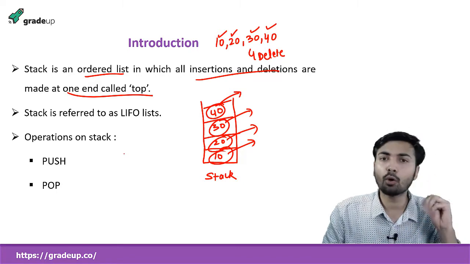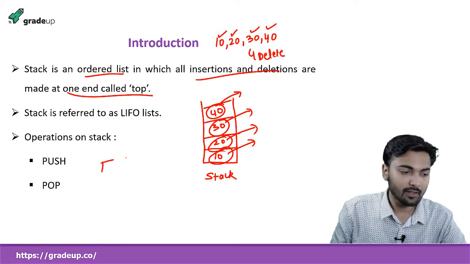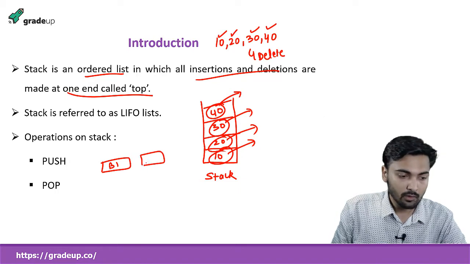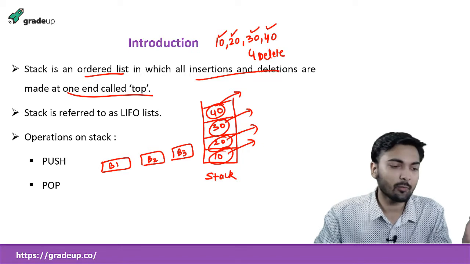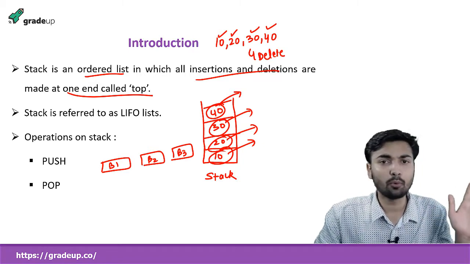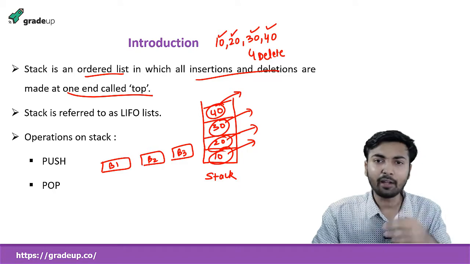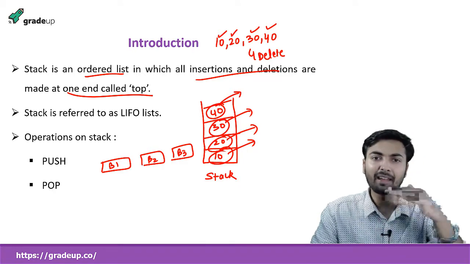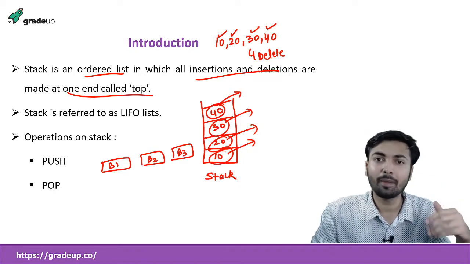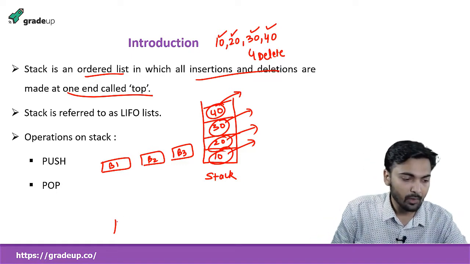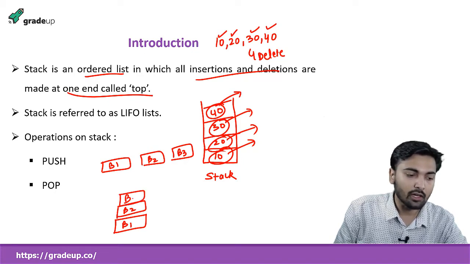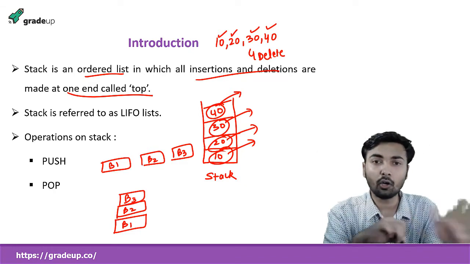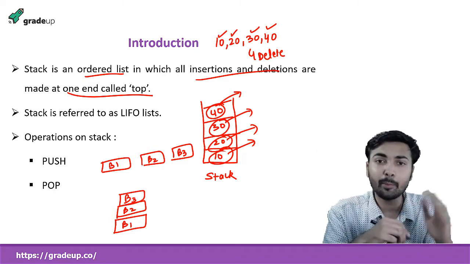Suppose you have books. I don't have much space to write 4, so suppose you have 3 books, and you make a pile of books. A pile means one over the other. Suppose you first put B1, then you put B2, and then you put B3 on the top. So you made a pile of books, B1, B2 and B3.